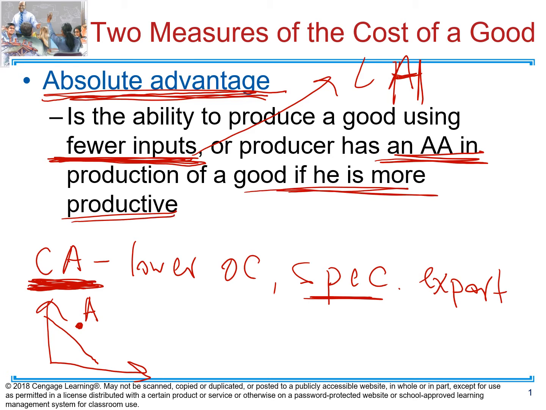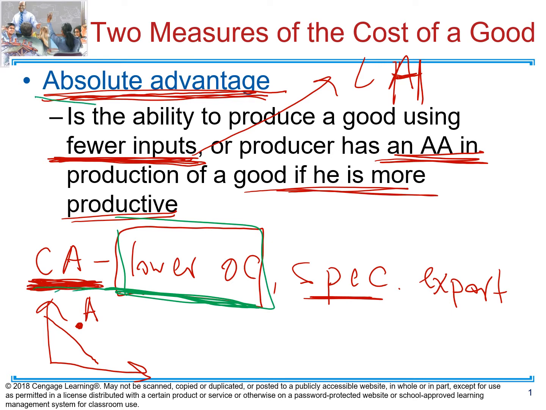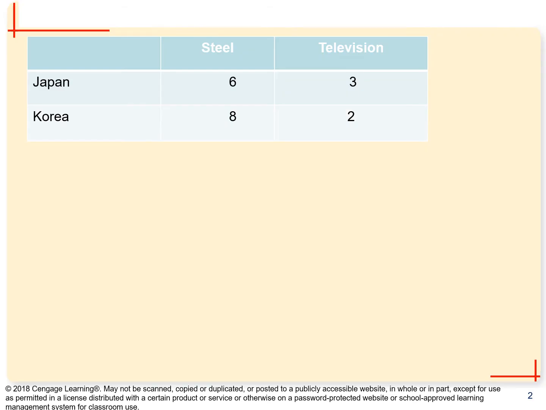Guys, remember the difference. Comparative advantage, we calculate the opportunity cost and we analyze who has a lower opportunity cost, then that producer is going to have a comparative advantage. If we're talking about absolute advantage, we don't need to calculate anything. What we're going to do, we're going to analyze our table. So remember, absolute advantage, this is a country's ability to produce using fewer resources.